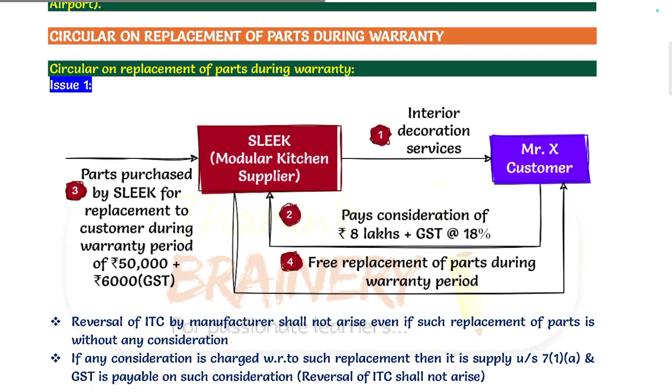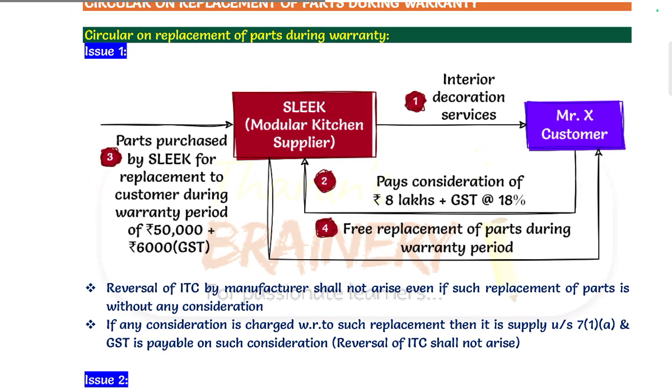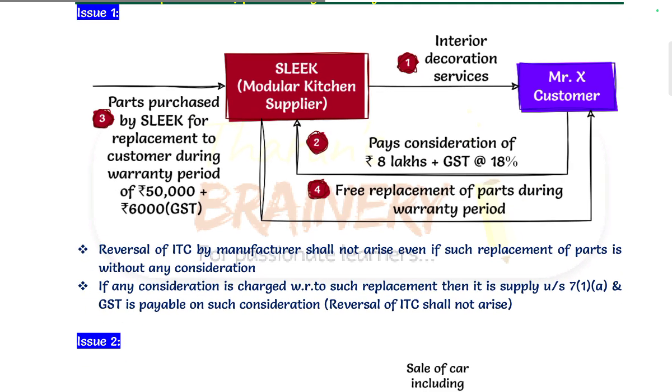Circular: replacement of parts during warranty. Sleek Modulator and Mr. X. Parts purchased by Sleek for replacement for the customer during the warranty period cost 50,000 plus 6,000 GST.